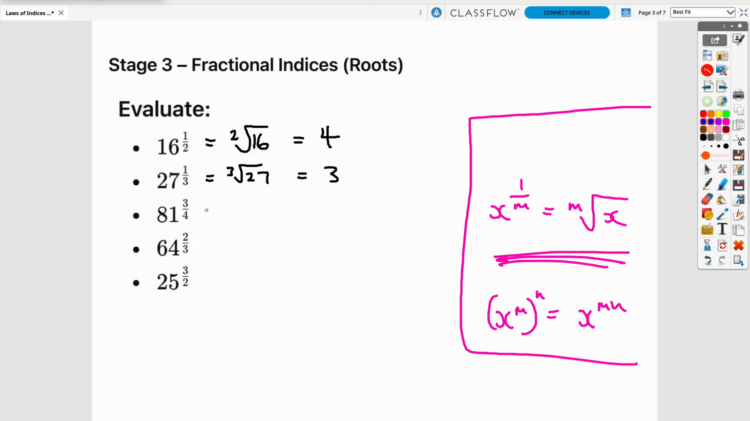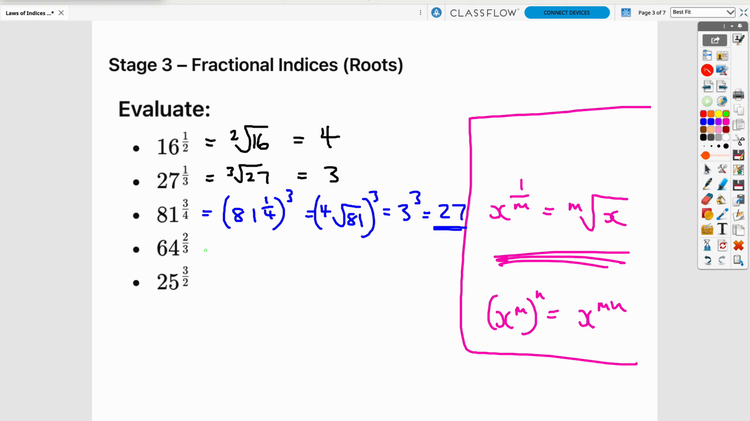This is where it starts to get interesting, because we're going to start to apply this rule as well. What we have to do is split up the fraction into a quarter times 3. So what do we have here? Well, it's the 4th root of 81, all cubed. What do we times by itself 3 times to get 81? It's 3, and so it's 3 cubed. And 3 times 3 times 3 is 27. Interesting question there.